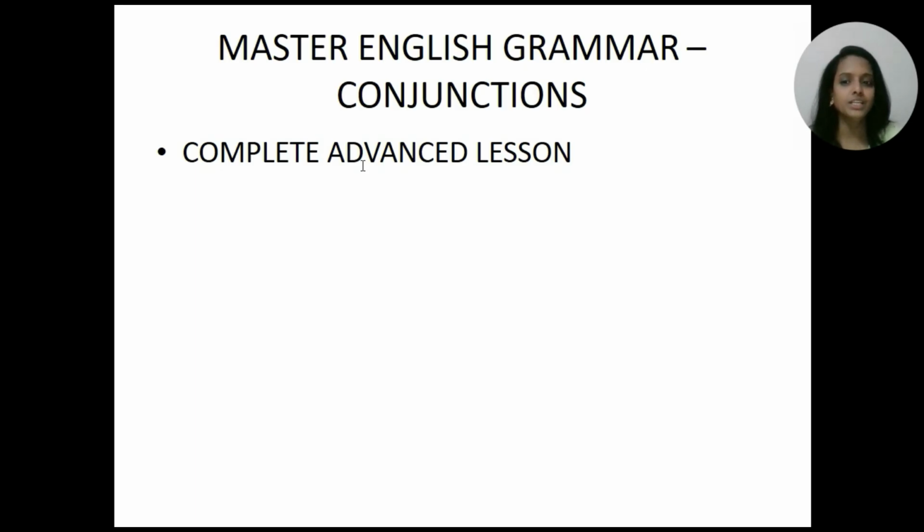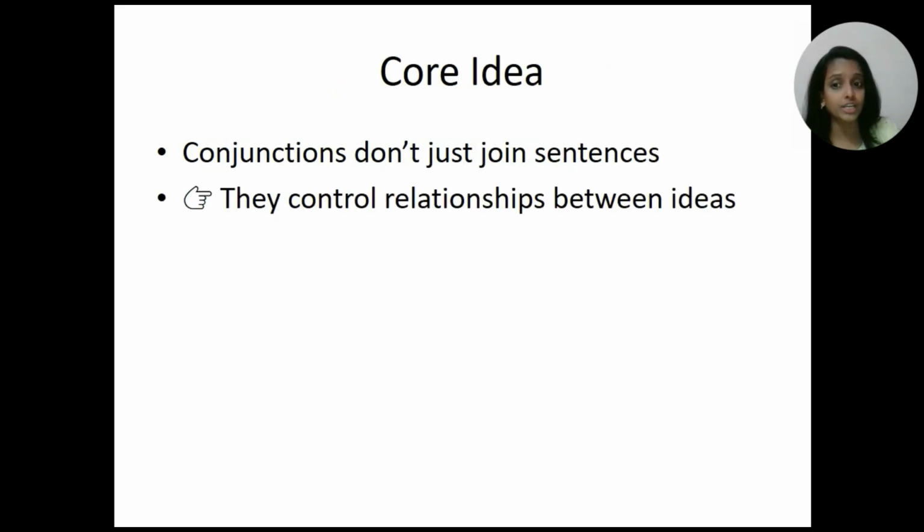But here's the problem. They never actually understand how conjunctions control meaning. They never learn how conjunctions affect logic, and because of that, their writing and speaking feel disconnected. Okay, so today we are not going to do a school level lesson. We are going to understand conjunctions as a thinking tool because in real English, they don't just join sentences, they control relationships between ideas. And once you understand that, your fluency, coherence, and clarity will completely change.